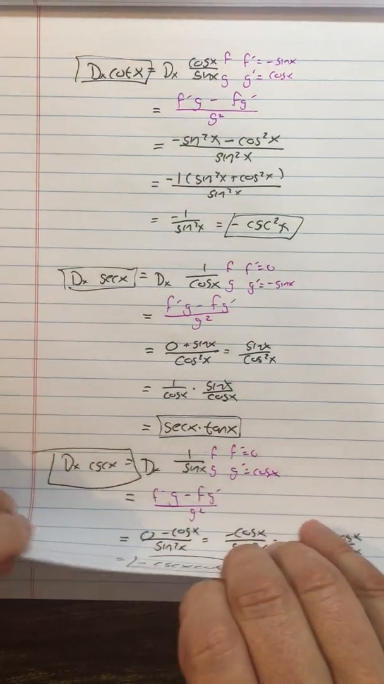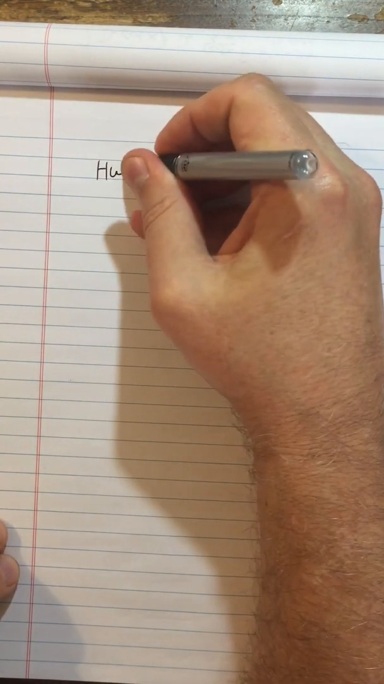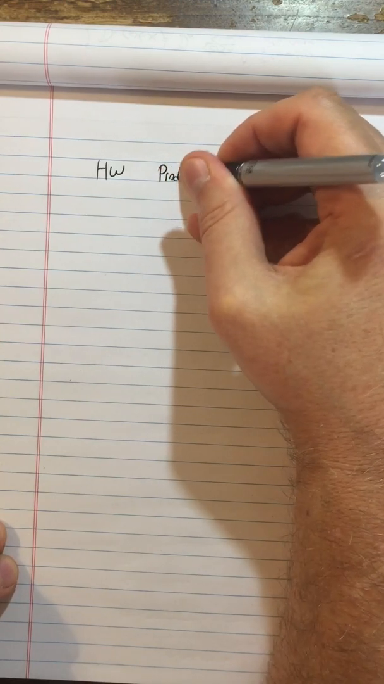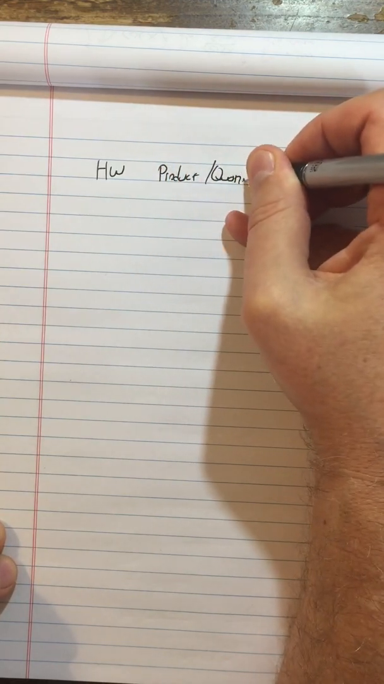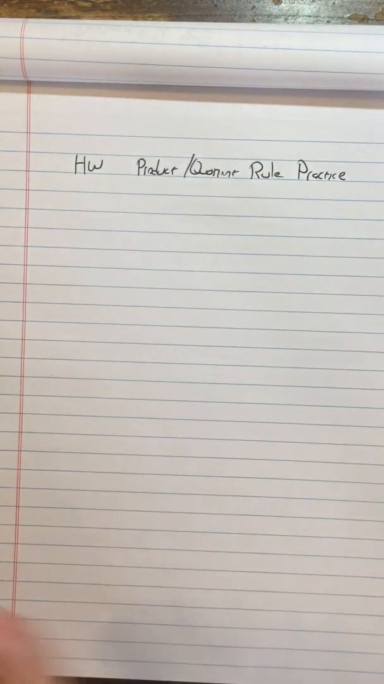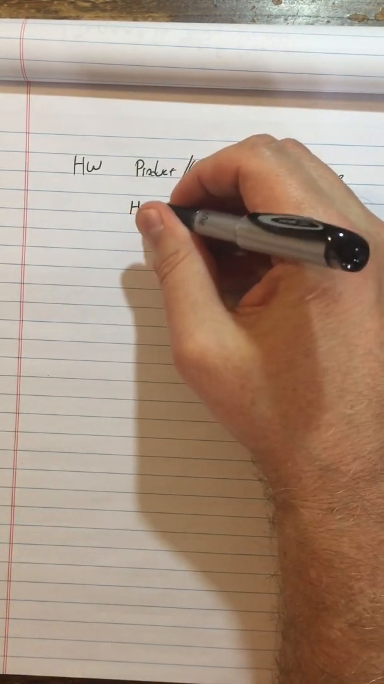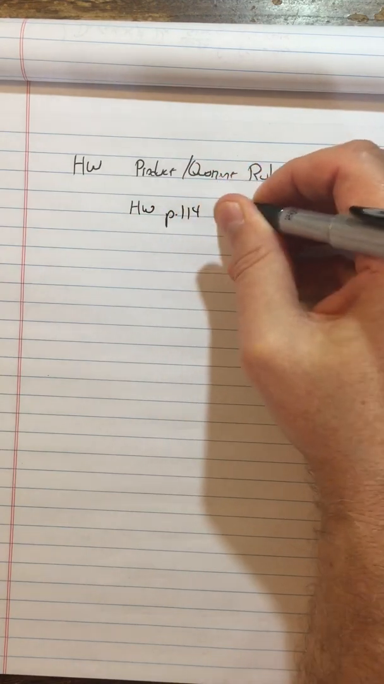You now are able to apply the quotient rule and the product rule to do homework. Your homework will include product and quotient rule practice. That is a worksheet that is posted on Google Classroom and on the website. So your homework is product and quotient rule practice. It's called that, and it is on the website and in Google Classroom. And additionally, since you now know all these nifty trig derivatives, we can also do some of the ones we skipped from section 3.3, which is page 114. That's chapter 3.